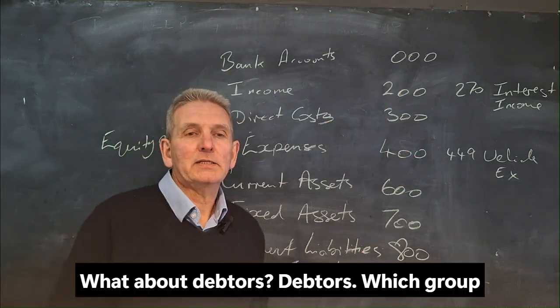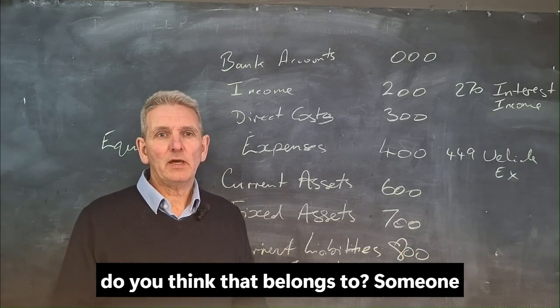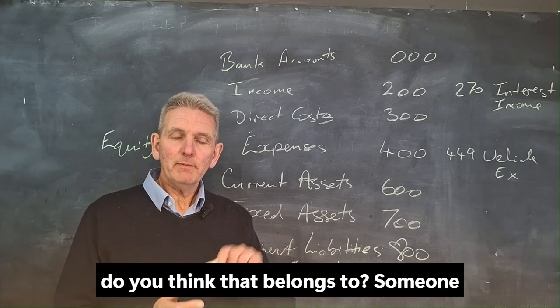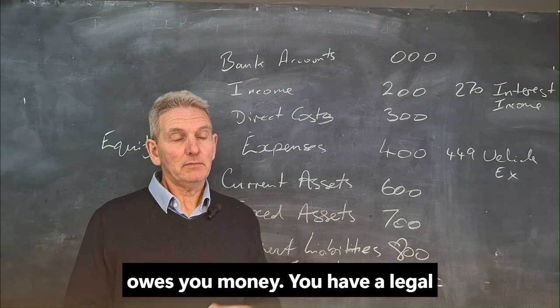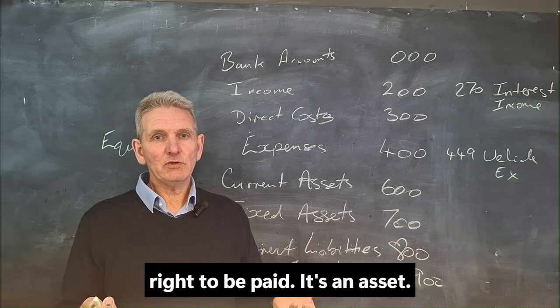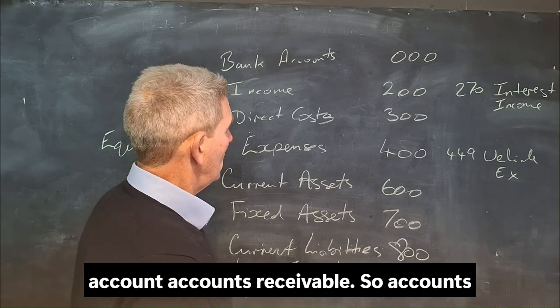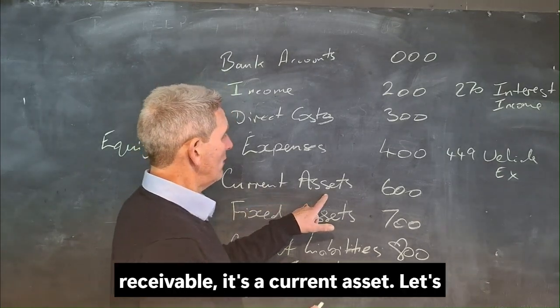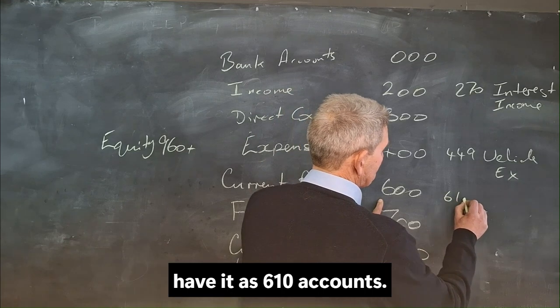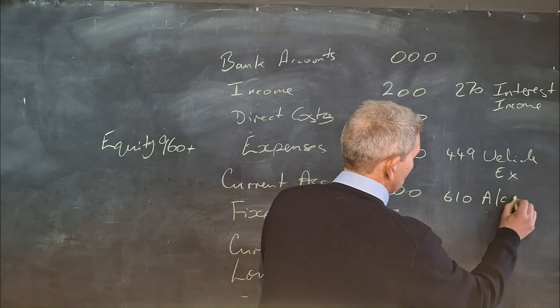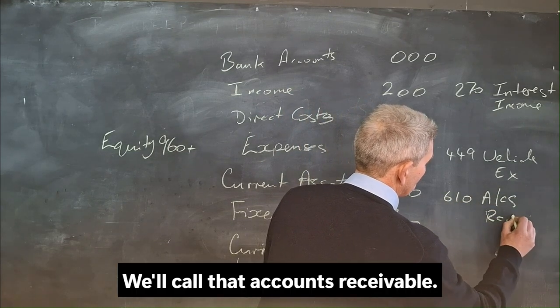What about debtors? Debtors, which group do you think that belongs to? If someone owes you money, you have a legal right to be paid. It's an asset. In accounting, we'll usually call that account accounts receivable. So accounts receivable, it's a current asset. Let's have it as 610.